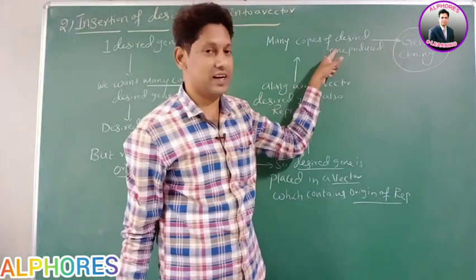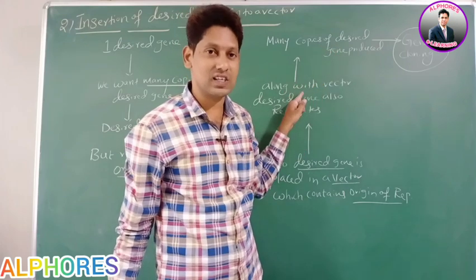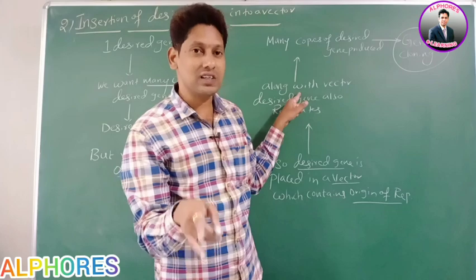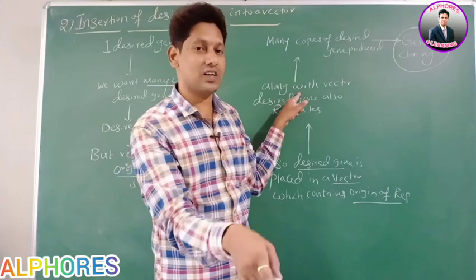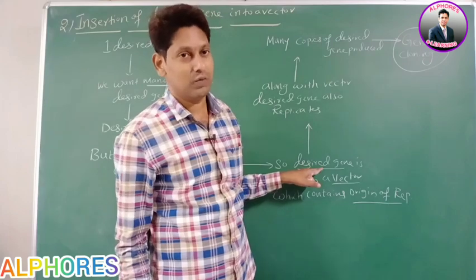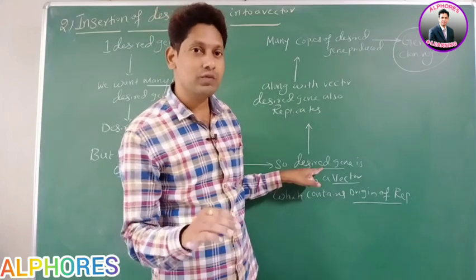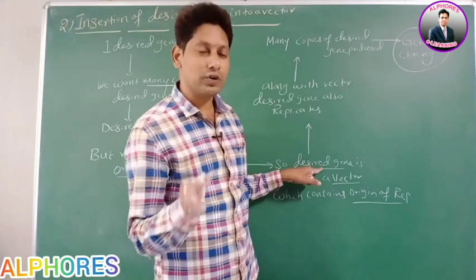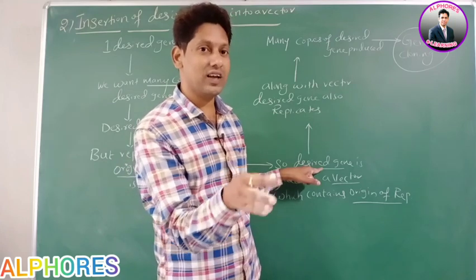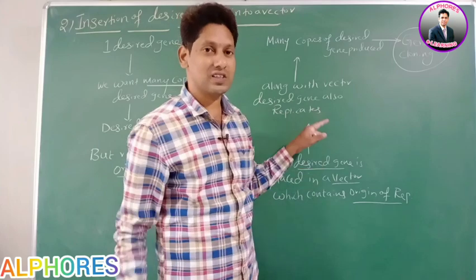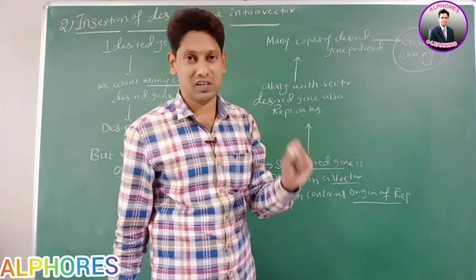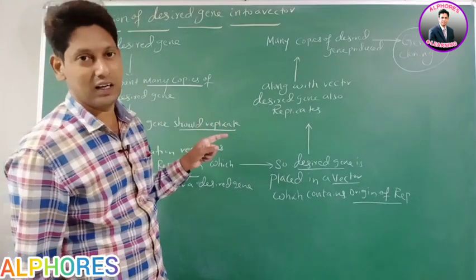Which gene? Desired gene. How? By placing it inside the vector. Why did we place it inside the vector? Because the desired gene does not contain an origin of replication. The vector contains an origin of replication. Why do we want an origin of replication? We want many copies. To produce many copies, the gene has to replicate. But replication requires an origin of replication, which is not present in the desired gene. So we are placing the desired gene in a vector. Is this statement clear? Is it okay?